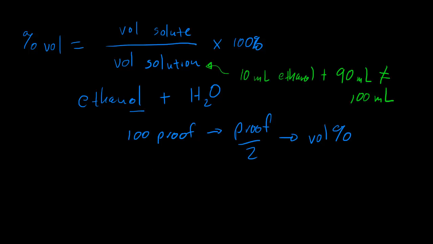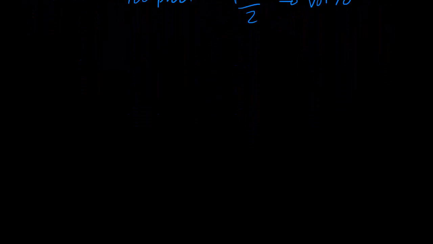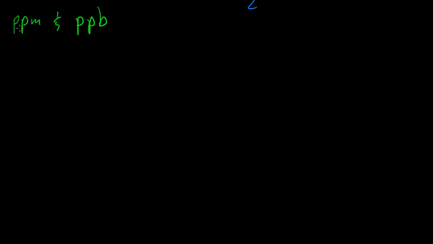Oftentimes we will see really tiny amounts of stuff dissolved in a solution. And so for those purposes, we have some other units that we use, ppm and ppb, which stand for parts per million and parts per billion respectively. So ppm for parts per million, ppb for parts per billion. So one way to think of a percentage is it's really just a part per 100. So 20% means that 20 parts of every 100 things that you have are the solute. So ppm and ppb then are the parts per million and parts per billion instead of parts per 100.